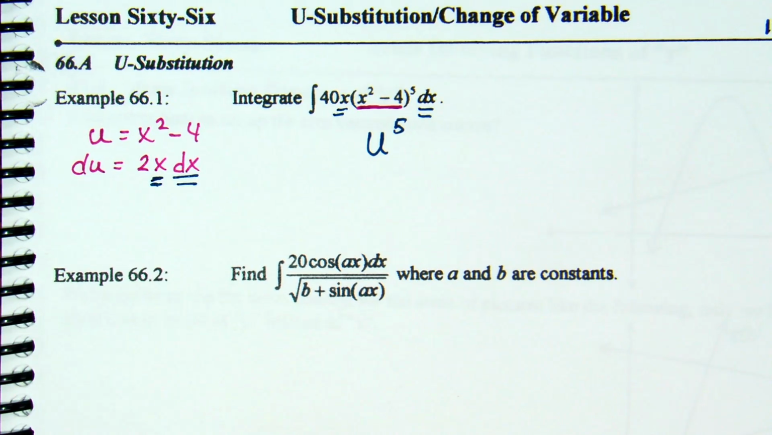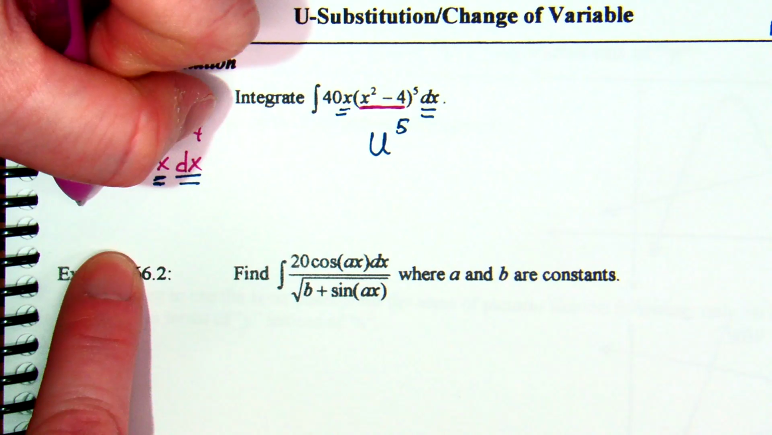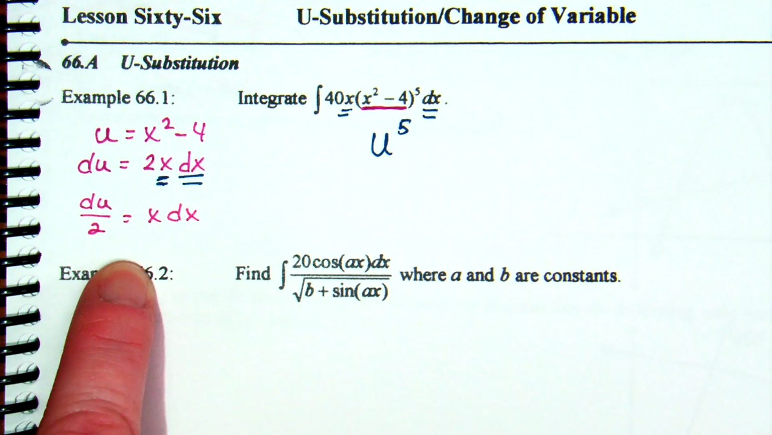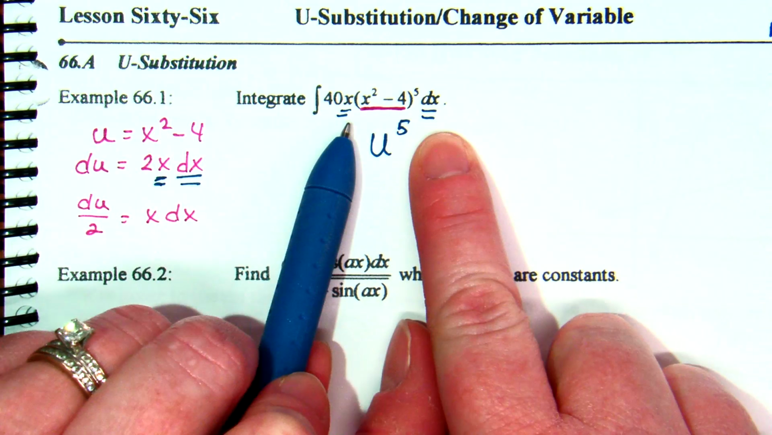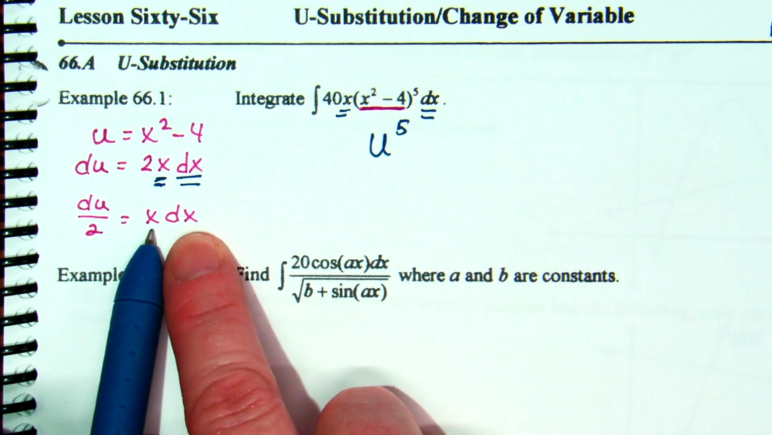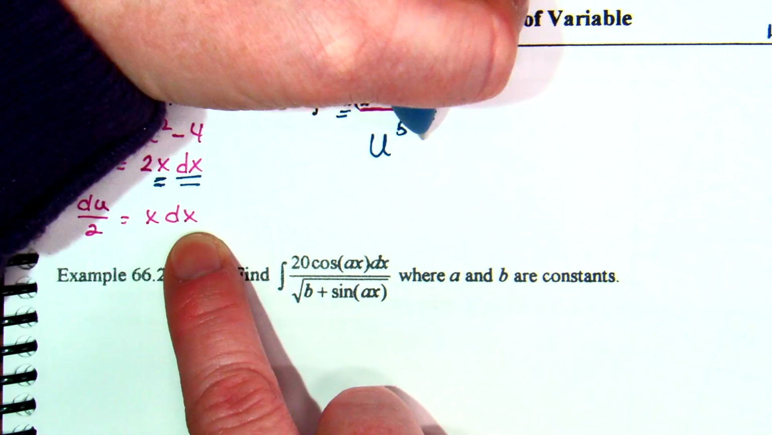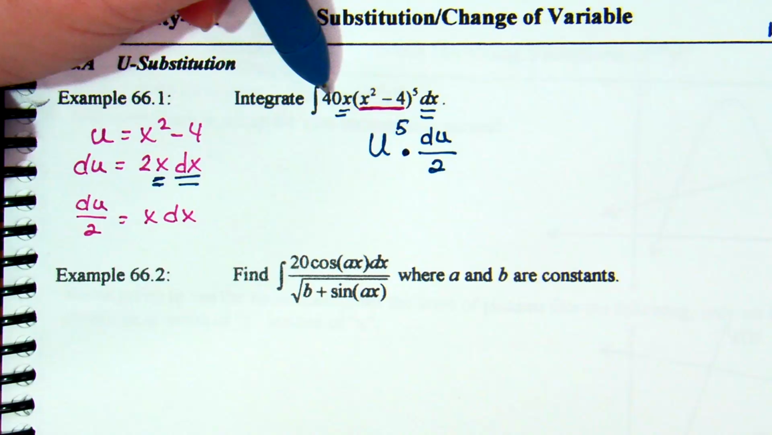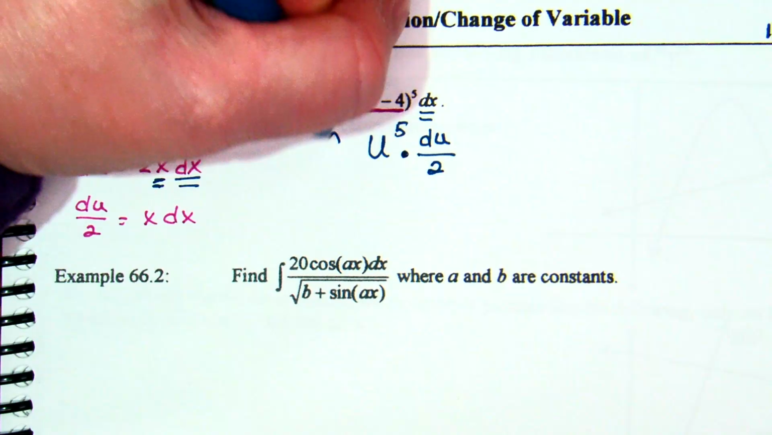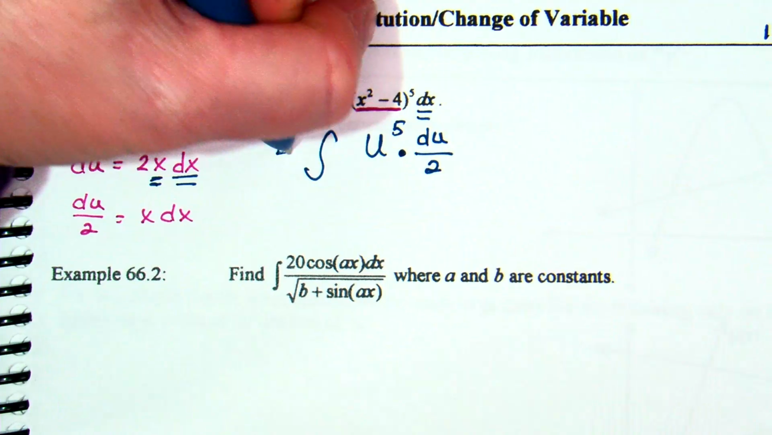And again, there's a couple of different ways we can do this. But if I divide it over, du over 2 is equal to x dx, which means x dx here in my problem can be replaced with, what is it equal to? Du over 2. So I'm going to replace it with du over 2. And then what's the other piece here that we didn't take care of? The 40, but that 40 is just a constant, which really means that 40 can just come out front.